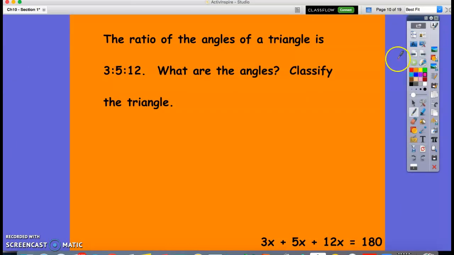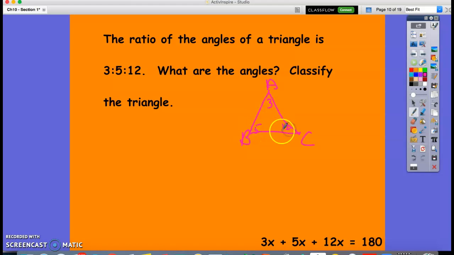Now, the ratio of the angles of a triangle is 3:5:12. So what does it mean? I'm not drawing to scale, I'm sorry for this bad drawing. So I have a triangle ABC. It says the ratio of the angles of the triangle is 3:5:12. It does not mean that the angles are 3, 5 and 12, right?